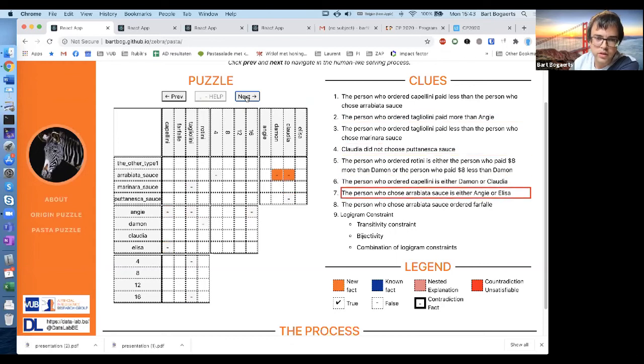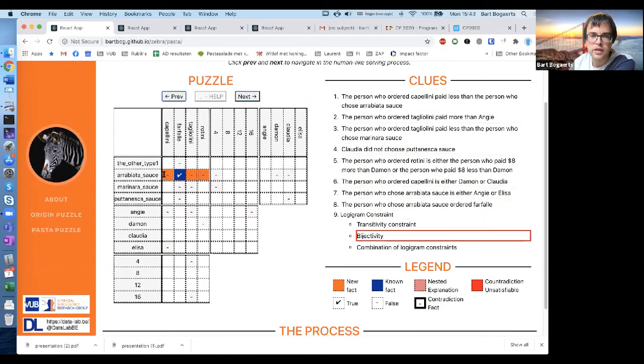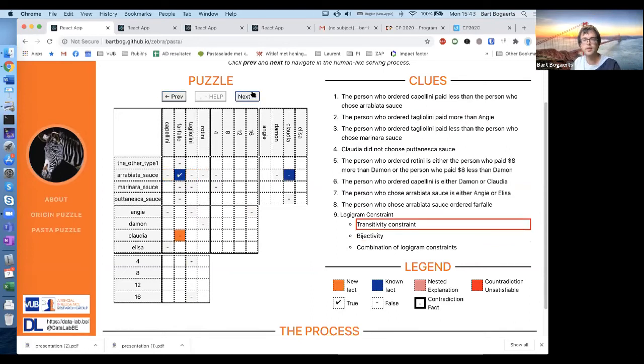After a while, if you click through it, you get more complex explanations, such as here, where a bijectivity constraint is used, saying, well, if this blue square holds, if arrabbiata sauce was linked to farfalle, well, then arrabbiata sauce was not linked to capellini or tagliolini or rotini, and so on. And in the next step, you see a transitivity constraint being used, saying, well, if arrabbiata sauce was linked to farfalle, and Claudia did not order arrabbiata sauce, well, in that case, Claudia did not order farfalle. And so what we do at each step is try to find a simple possible explanation for some literal to be derived. And this goes on and on.